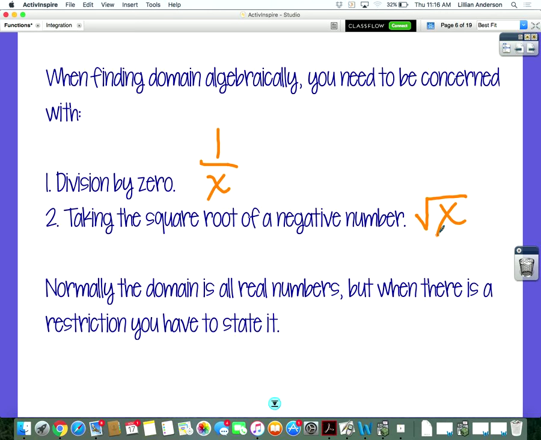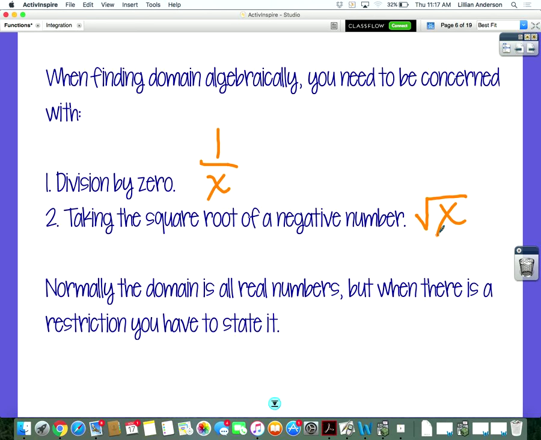So if you have something like this, you have to be aware of it, because normally, like 98% of the time, the domain of any function that you're going to be getting is going to be all real numbers. Okay? However, if there's a restriction, like in one of these two cases, when you could have a 0 in the denominator or a negative on the square root, you do got to make sure you state those restrictions.